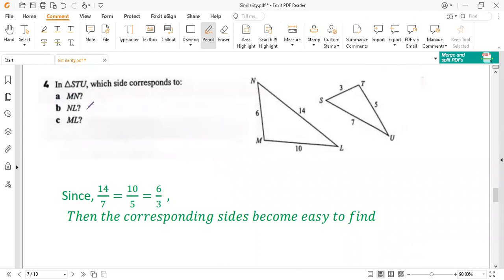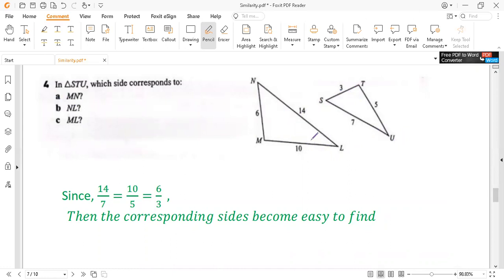Moving on to exercise 4, we have a triangle STU. Which side corresponds to MN? We should know that these two figures are similar and we want to know the corresponding sides. We can base it on the property, as we said before, that the lengths of the corresponding sides are in the same ratio.